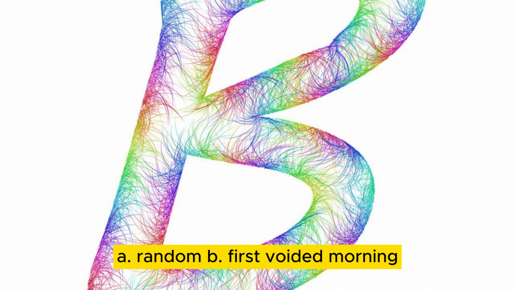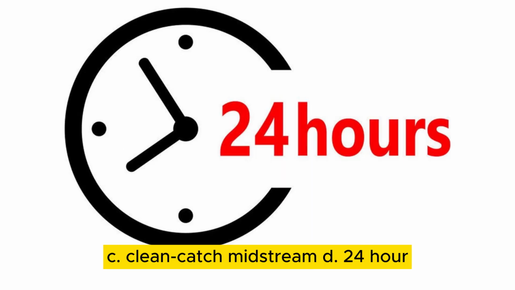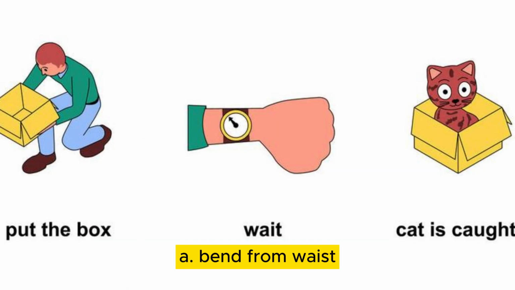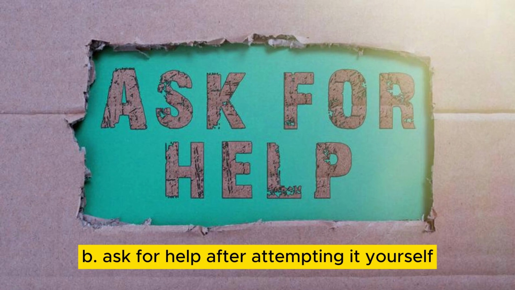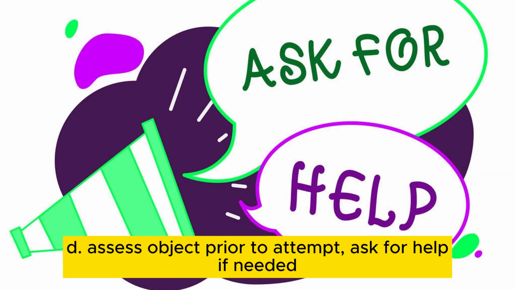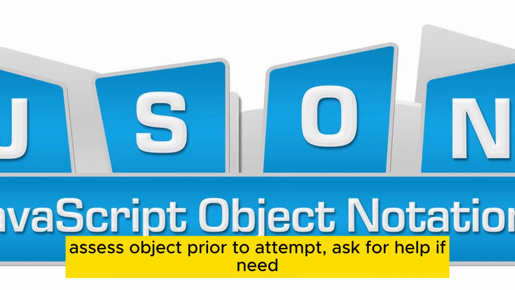Which type of urine specimen contains the greatest concentration of dissolved substances? A. Random. B. First voided morning. C. Clean catch midstream. D. 24-hour. First voided morning. When moving a heavy object, one should A. Bend from waist. B. Ask for help after attempting it yourself. C. Keep object 5 inches from body. D. Assess object prior to attempt. Ask for help if needed.